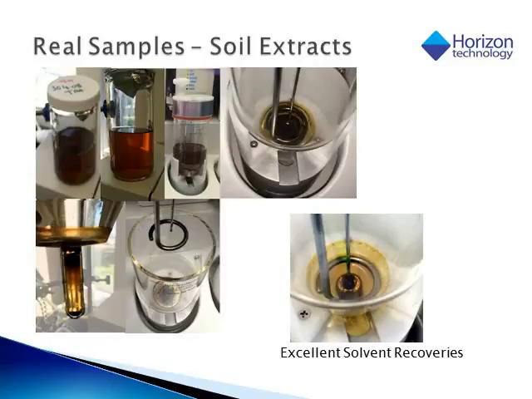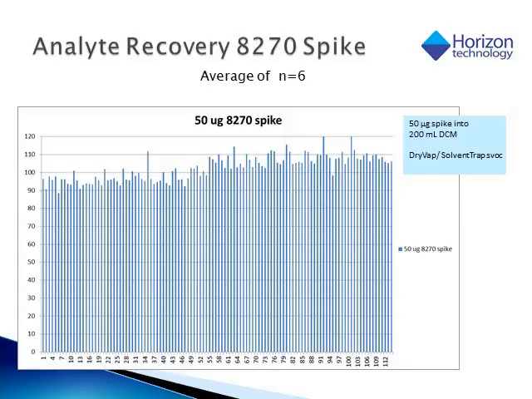Difficult samples such as soil extracts can also be done on the DryVap SolventTrap SVOC system. Excellent solvent recoveries were obtained along with good analyte recoveries with these particular matrices. This chart shows the excellent recovery of 8270 analytes. 50 micrograms of each semi-volatile organic analyte was spiked into 6 200 milliliter volumes of DCM.